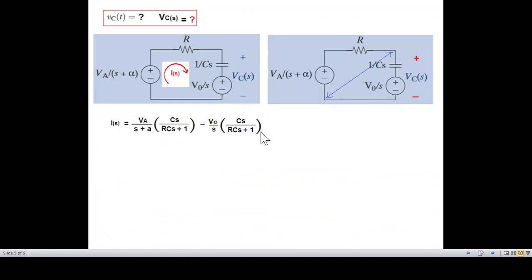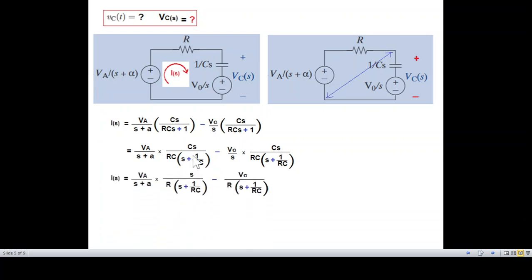Okay, so we were here, and now we'll simplify this. So what we are trying to do is simplify. First of all, we've got to write it in this form, S plus something. So S plus, we take RC common from here. It will be S plus 1 over RC. And same here, we take RC common. And now see what all we can cancel. C and C get canceled from here. S and S get canceled, and C gets canceled. So this is what is left.